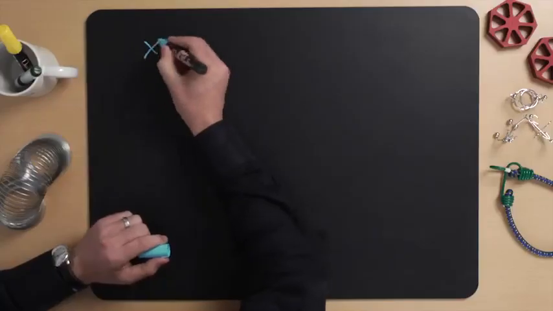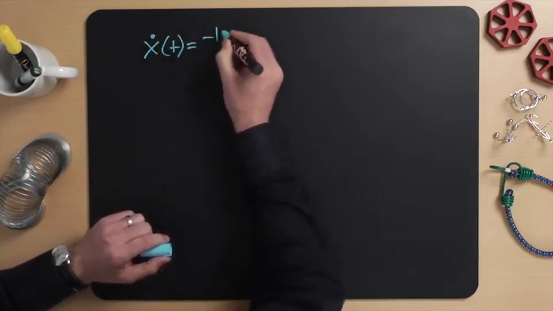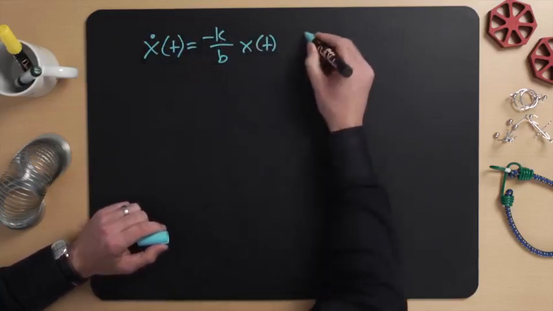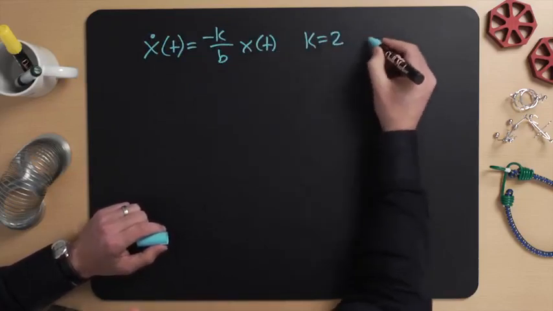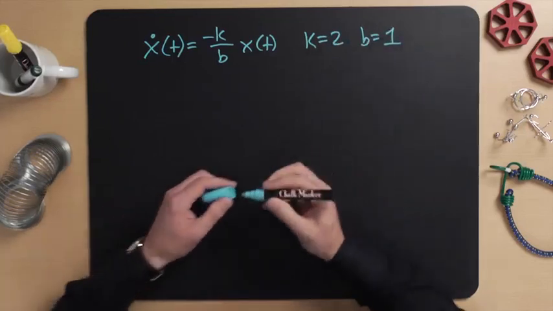Starting with our favorite example, the spring damper system, with k equals 2 and b equals 1, we know that we get a differential equation of the form x dot of t is equal to minus k over b x of t. And to remind ourselves, we'll say that k equals 2 and b equals 1.